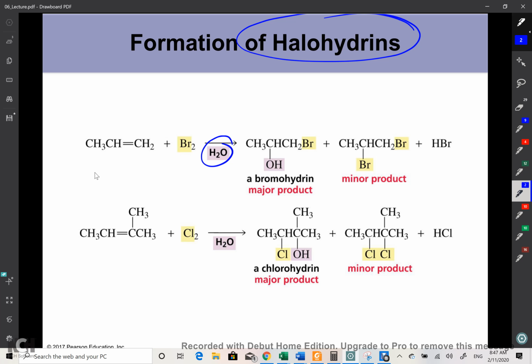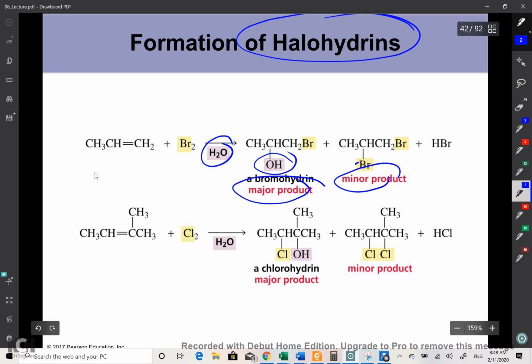And so those are the products that will be formed. In this case, we have 2 products. A major product with the OH over here, and then the minor product when you are adding 2 bromine. But technically, I don't even like it. Forget about it. The minor product doesn't exist. You're only adding that OH there. Does that make sense?